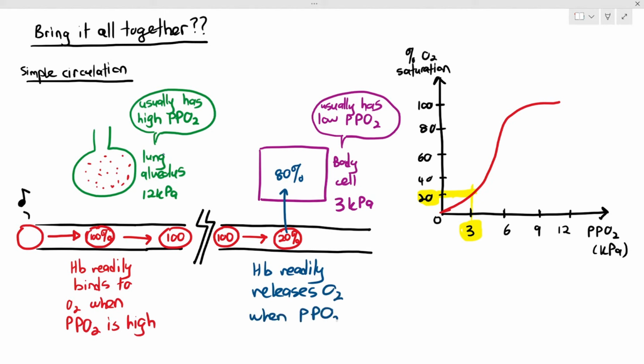So these are the two characteristics: on the left, hemoglobin readily binds to oxygen when the partial pressure of oxygen is high, but hemoglobin readily releases oxygen when the partial pressure of oxygen is low.